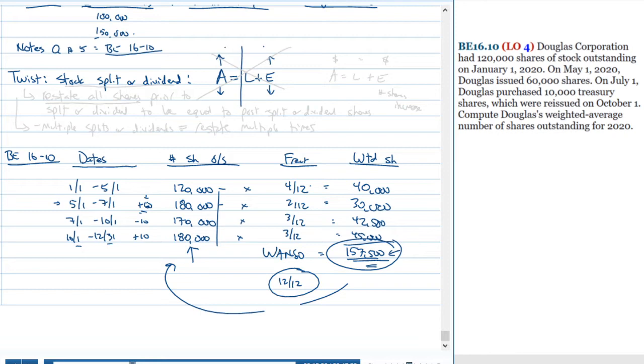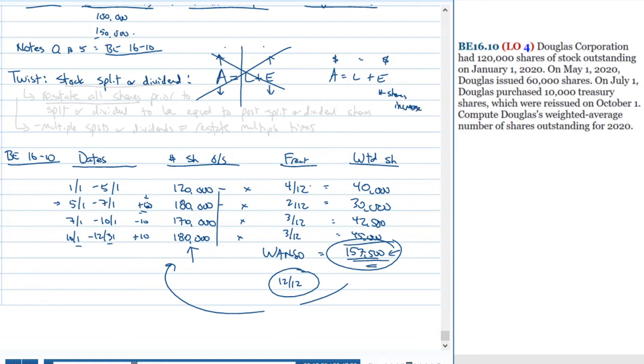But what if we have a stock split or a dividend? These things aren't true. We'll have the number of shares increasing, but no change in assets, right? Assets equal liability plus equity. The dollar value of assets and the dollar value of equity stays the same. There's no changes, but the number of shares will increase.